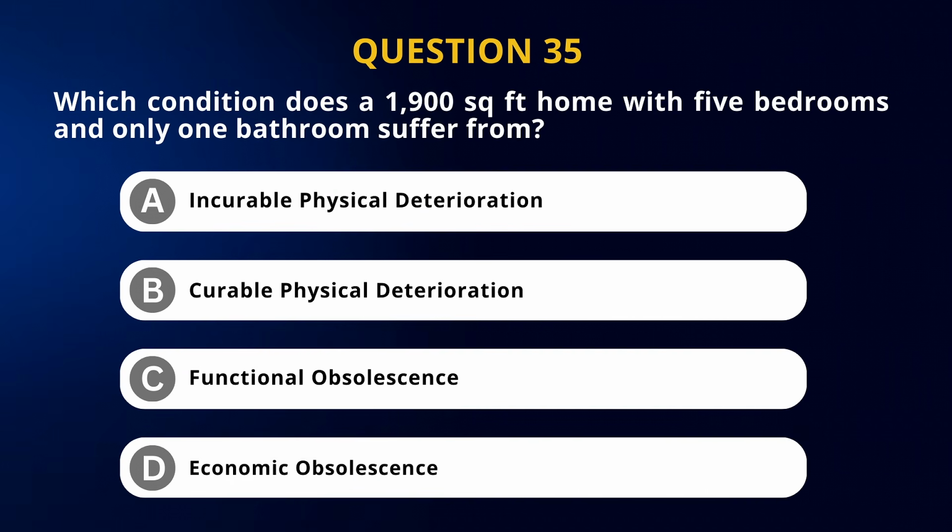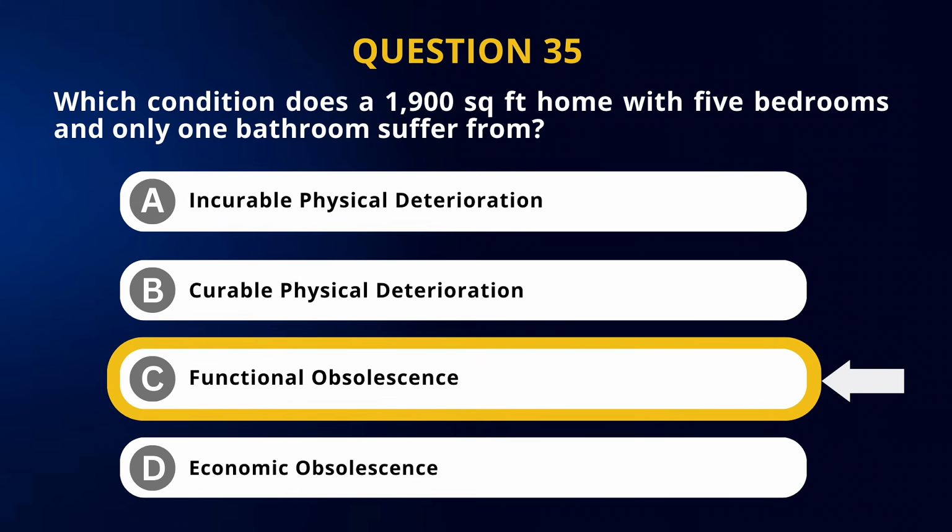Question number 35. Which condition does a 1,900 square foot home with 5 bedrooms and only 1 bathroom suffer from? Letter A, incurable physical deterioration. Letter B, curable physical deterioration. Letter C, functional obsolescence. Letter D, economic obsolescence. And the answer is letter C, functional obsolescence.